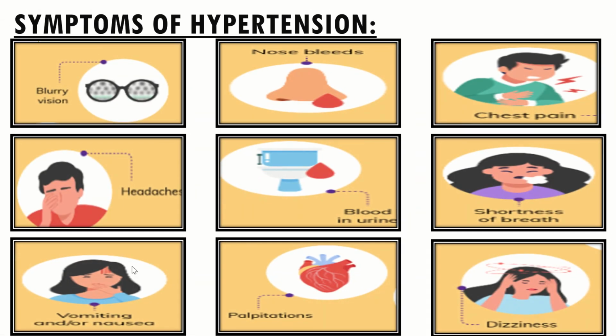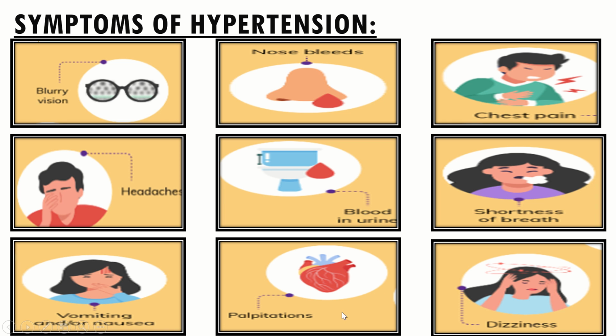Symptoms: certain people have most of the symptoms, while others have only a few, depending upon their body condition. Blurry vision, the sight of the patient will be blurred. Headaches will be more frequent, and vomiting and nausea will be there for certain patients. Nosebleed will be there. Blood in the urine will be there because of the effect on the kidney.